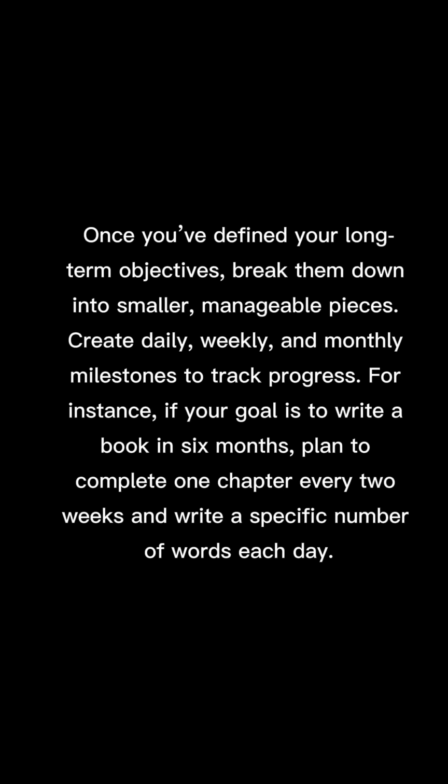Once you've defined your long-term objectives, break them down into smaller, manageable pieces. Create daily, weekly, and monthly milestones to track progress. For instance, if your goal is to write a book in 6 months, plan to complete 1 chapter every 2 weeks and write a specific number of words each day.